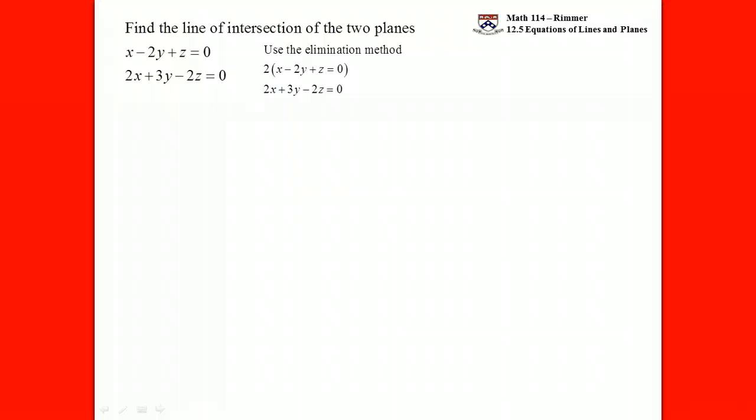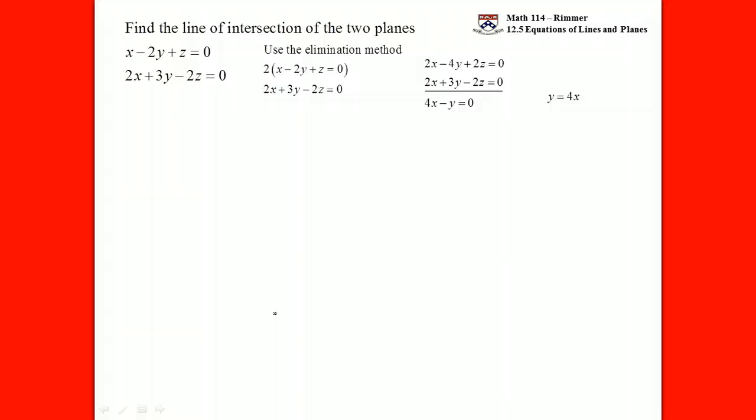Adding these together, I'll end up with 4x minus y equals 0. My z's have been eliminated. Okay, 4x minus y equals 0 is what I get from that. And that gives me a relationship between y and x. On the line, it will be true that y has to be 4x. Whatever I get for x, I have to multiply it by 4 to get the y.